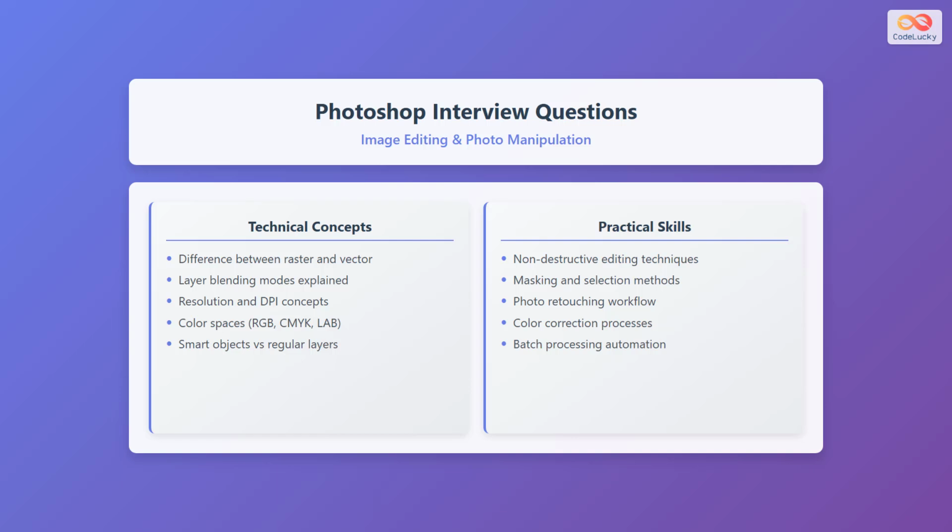Practical skills questions examine hands-on abilities like non-destructive editing techniques that allow changes without permanently altering original pixels. Masking and selection methods test precision in isolating specific image areas for targeted adjustments. Photo retouching workflow demonstrates ability to enhance images while maintaining natural appearance. Color correction processes show technical skill in adjusting exposure, contrast, and color balance. Batch processing automation reveals efficiency in handling large numbers of images with consistent adjustments, a valuable skill for commercial photography workflows.